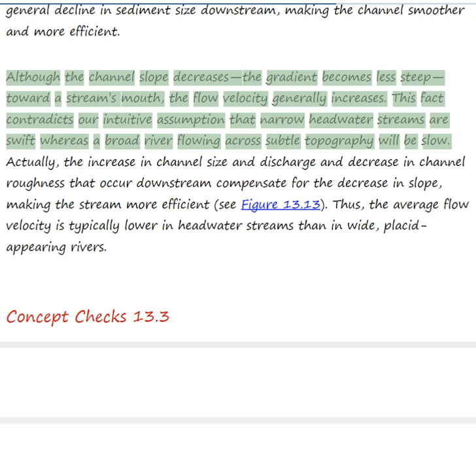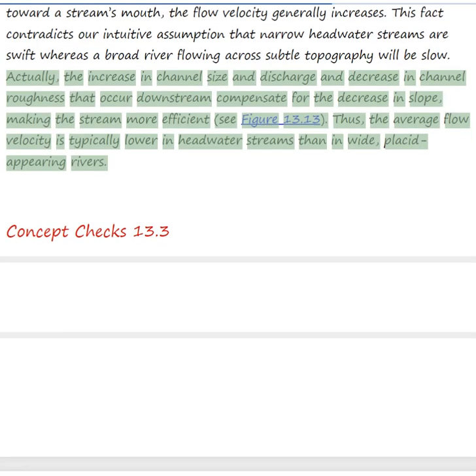This fact contradicts our intuitive assumption that narrow headwater streams are swift, whereas a broad river flowing across subtle topography will be slow. Actually, the increase in channel size and discharge and decrease in channel roughness that occur downstream compensate for the decrease in slope, making the stream more efficient. Thus, the average flow velocity is typically lower in headwater streams than in wide, placid-appearing rivers.